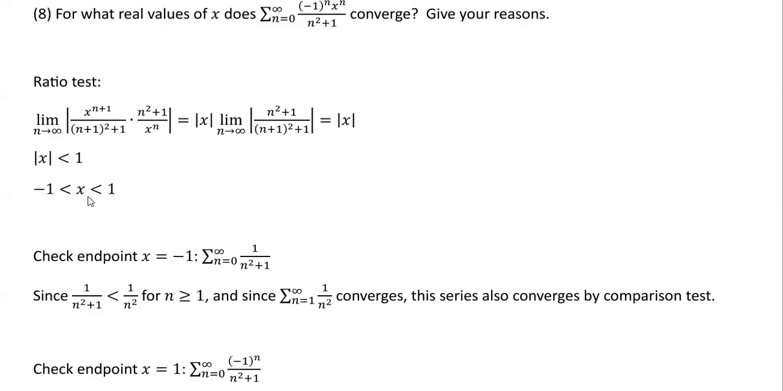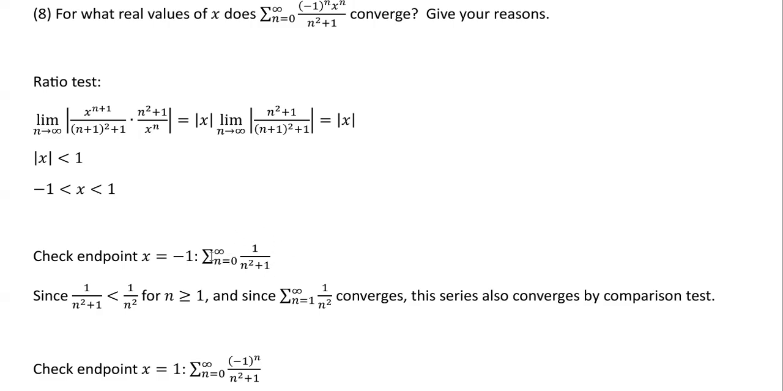Remember, the ratio test is inconclusive when it's equal to 1. That's at these endpoints, so we have to check the endpoints manually. So we check x is -1. We plug x equals -1 into the original series right here. So (-1) to the n times (-1) to the n, that changing sign cancels out because there are 2 of them, so you're left with 1 over n squared plus 1.